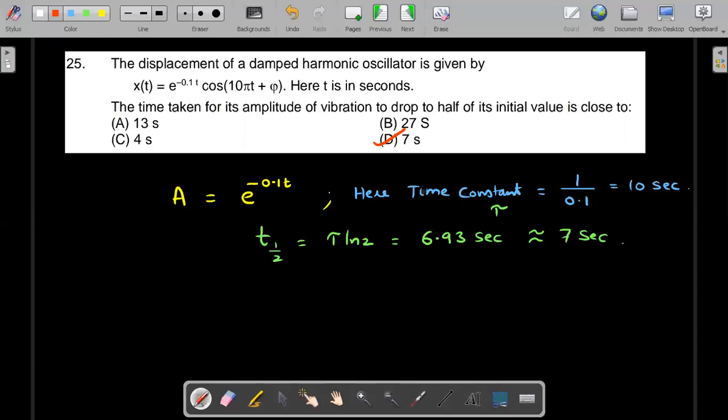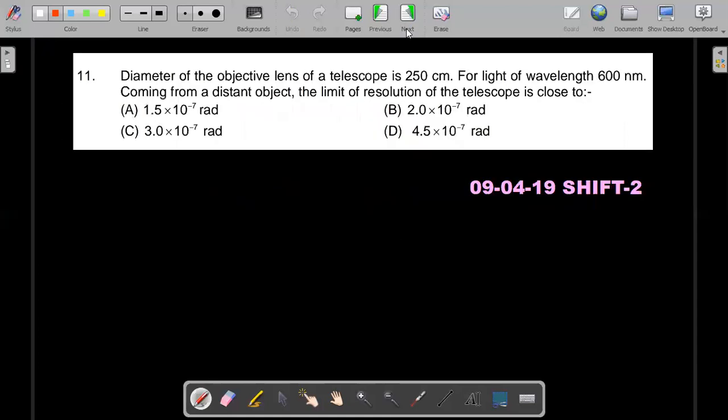But there could be much tougher questions on damped harmonic oscillators. I'll try to cover them in video number 5 or 6. Okay, so let's move on.